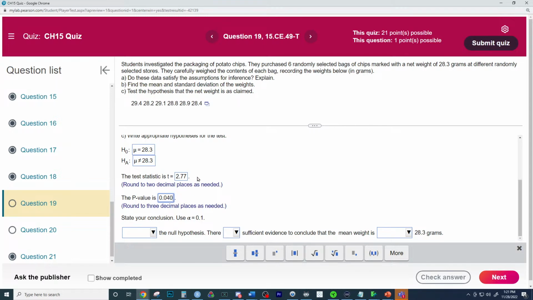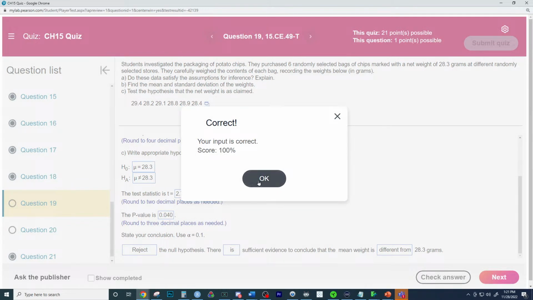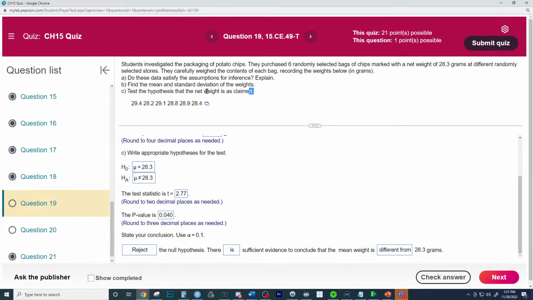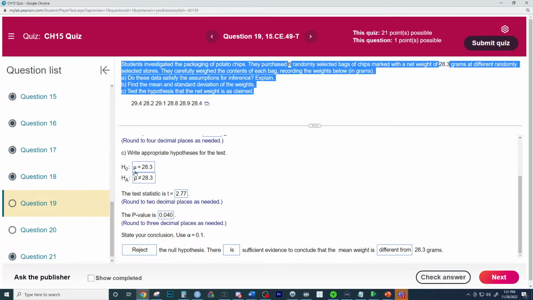State your conclusion using the 0.1 alpha. We reject the null hypothesis because our p-value is less than alpha. That means there is sufficient evidence to conclude that it is different from. Now, we have to be careful because they might have been testing that it's more than. We should have got everything correct. We did. They never said less than, greater than, not equals to, so I had to assume that they wanted to do the not equals to test.